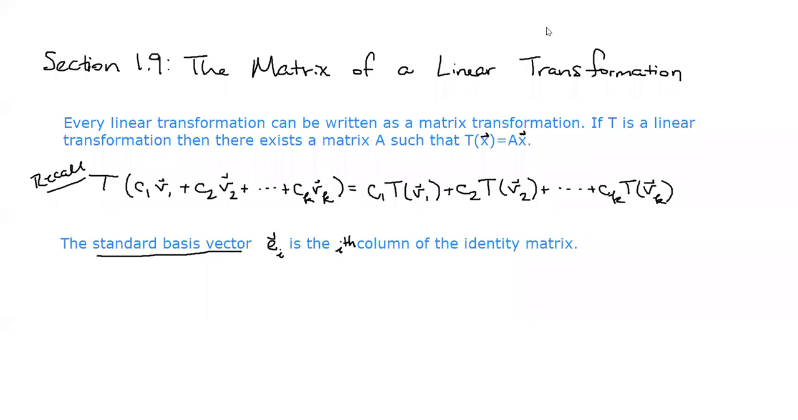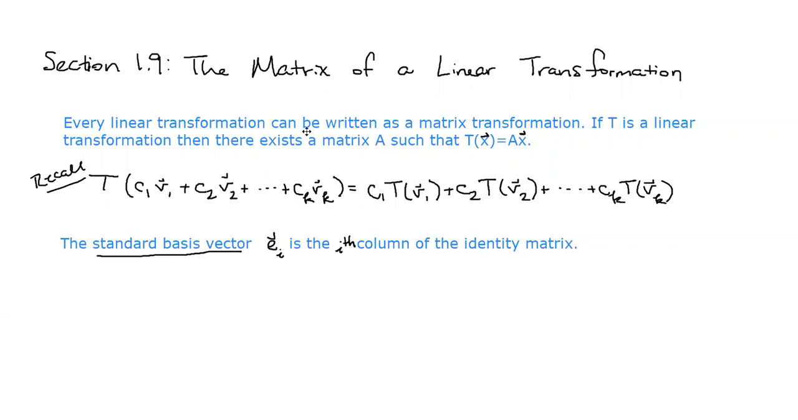Today we're going to be talking about section 1.9, the matrix of a linear transformation. So in the last video, we talked about linear transformations, and we talked about how every matrix transformation, so a transformation that can be written as a matrix times a vector, is a linear transformation. In fact, it's also true the other way around. So that's what we're going to be focusing on today. Every single linear transformation out there can be written as a matrix transformation.